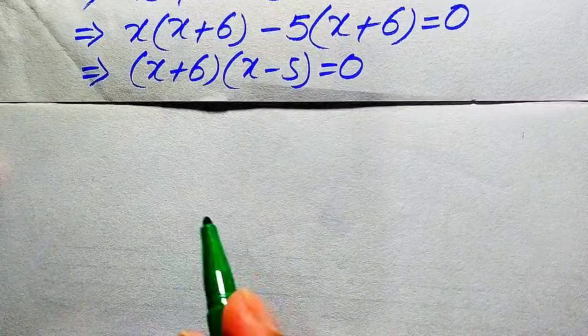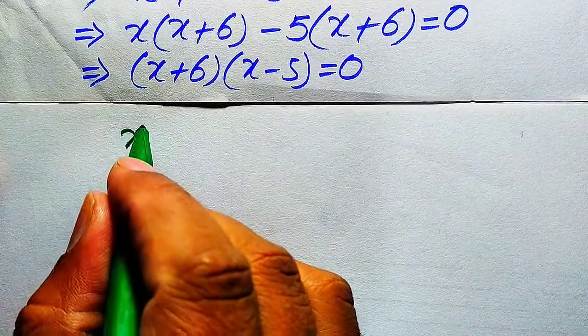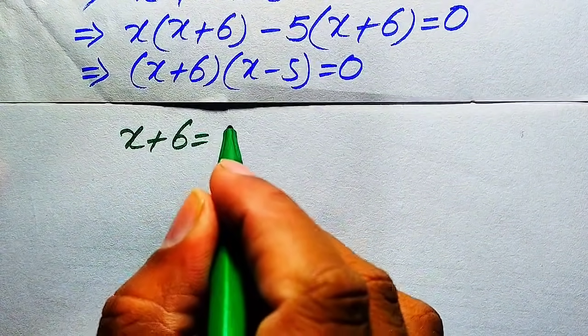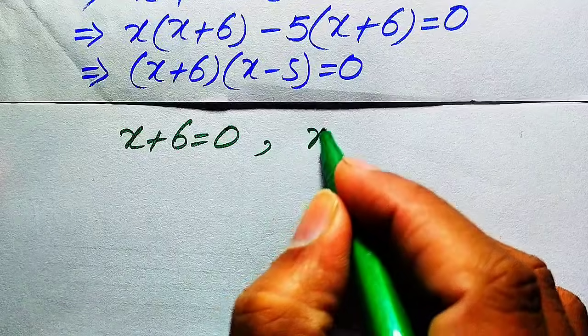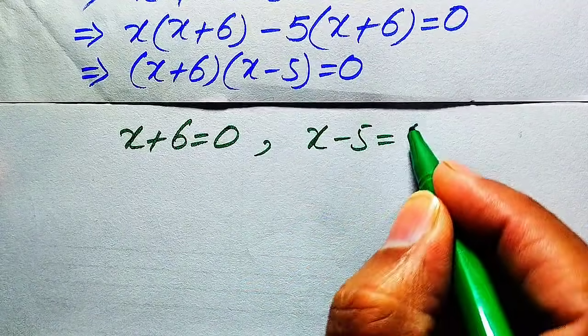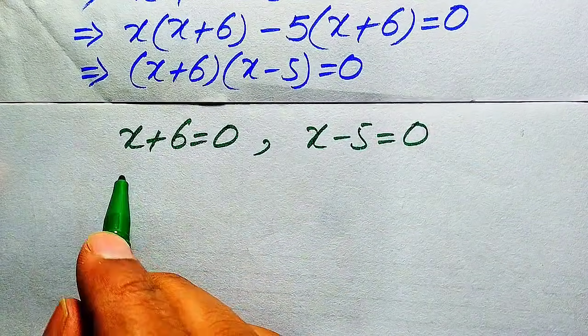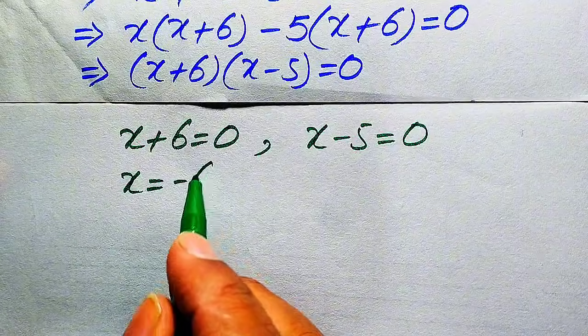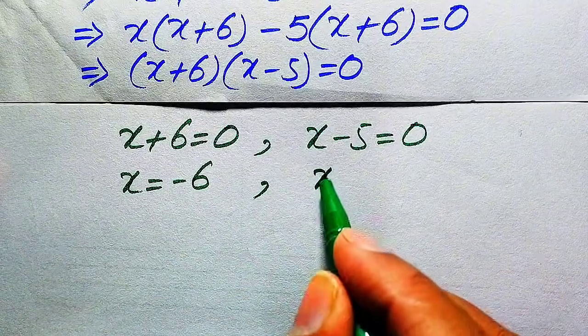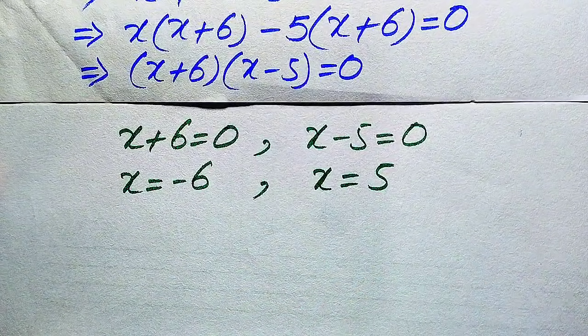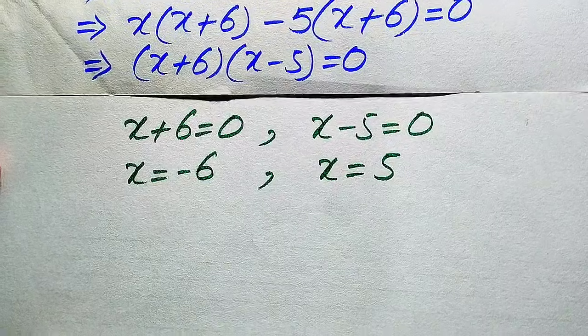And now in the next step, we divide this equation into two cases. The first case is we write x plus 6 equals 0, and the second case is we write x minus 5 equals 0. So from here we easily get the value of x is equal to minus 6, and from here we easily get the value of x is equal to 5.